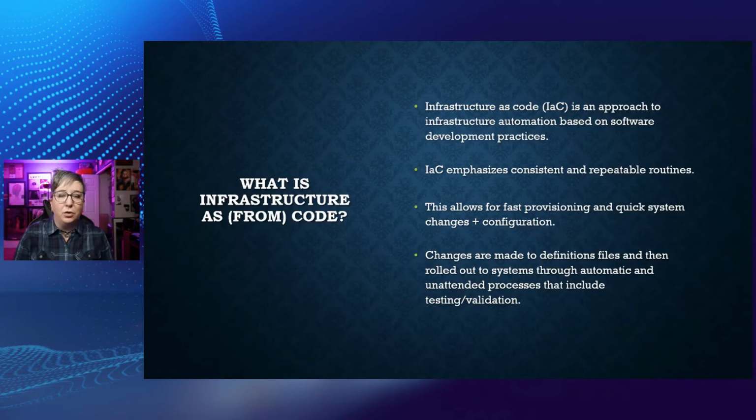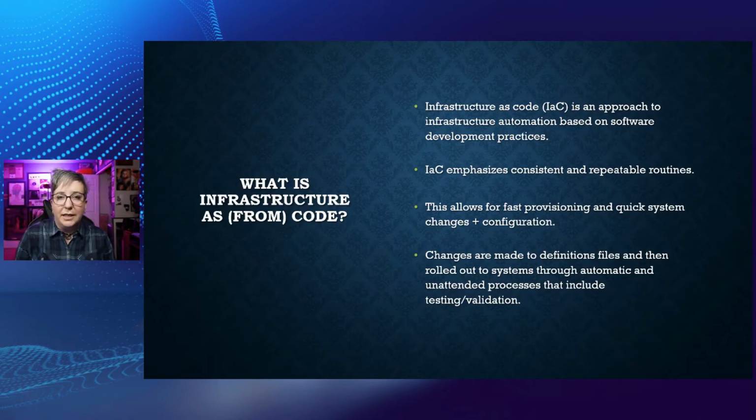So infrastructure as code, or IAC, as you'll see it abbreviated in the wild, it emphasizes consistent and repeatable routines. Like I had mentioned earlier, you'll have a template for dev, you'll have a template for test, for prod, maybe even staging. So you don't have to worry as much about the ways in which the environment gets provisioned because that template can be used across a number of different environments. So this allows for fast provisioning and quick system changes plus configuration.